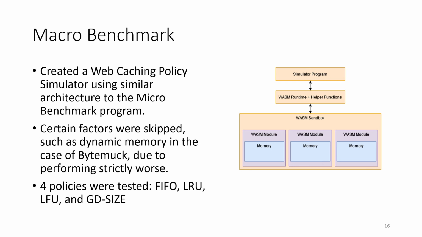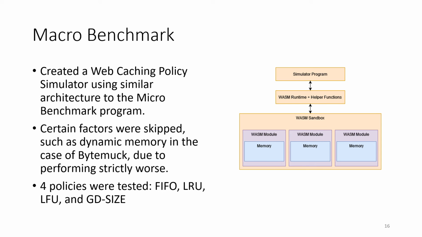Finally, I will give a brief overview of the architecture of the macro benchmark that we created based on these micro benchmarks. We decided to use a web caching policy simulator using a similar architecture to the micro benchmark program. In this simulator, each web caching policy is implemented as its own WebAssembly module. We load a test file from disk and feed these events one by one into each policy, with each event being one function call into WebAssembly. Certain factors were skipped, such as dynamic memory in the case of Bytemuck due to performing strictly worse.